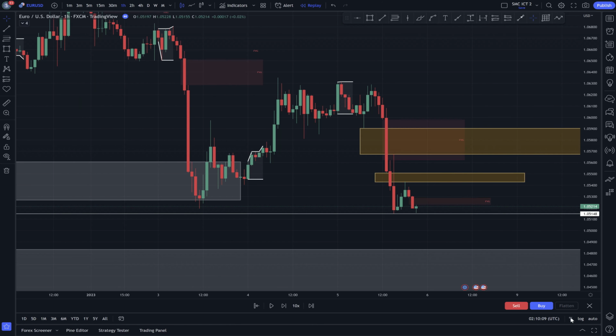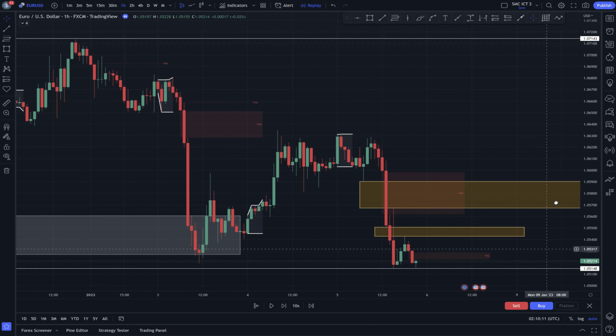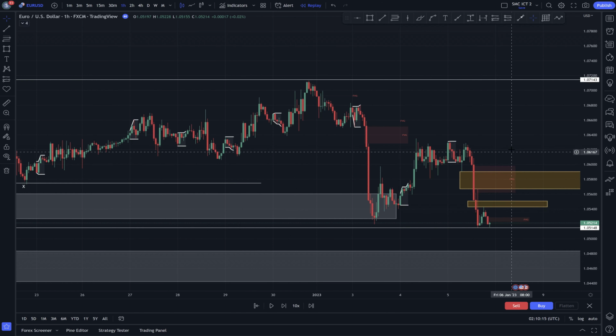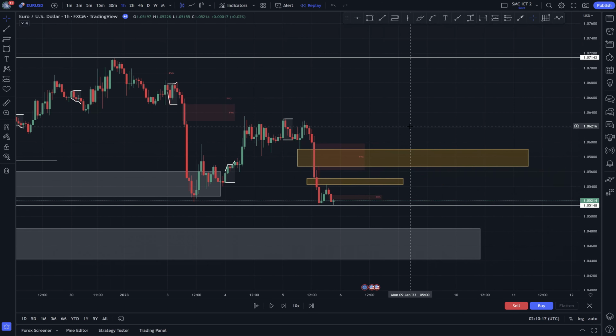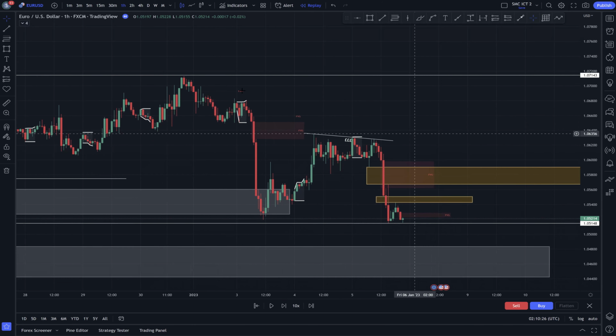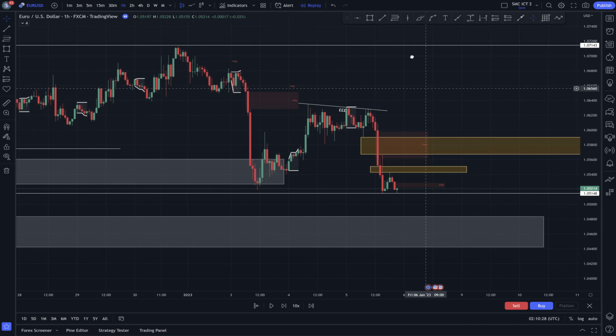Let's go down to the 1 hour time frame and see if we can see anything more. Now let's look at the most recent price action on the 1 hour. Here we can see straight away there's liquidity that hasn't been taken out yet. There's liquidity on the previous daily high, I believe.